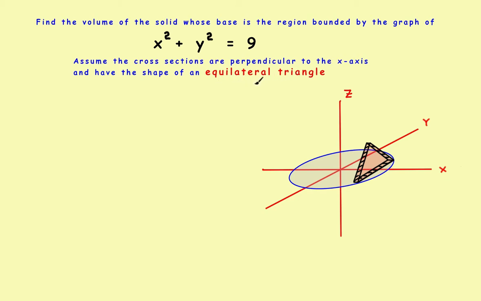Now in the last video we worked almost the same problem, but the cross sections were in the shape of a square, so let's change it to an equilateral triangle and see what that looks like. Now sometimes the book will give you a picture. If it happens to give you a picture of it, the situation would look like this.